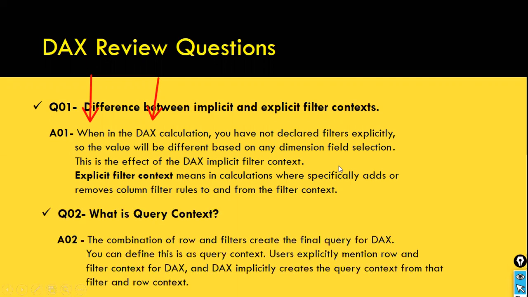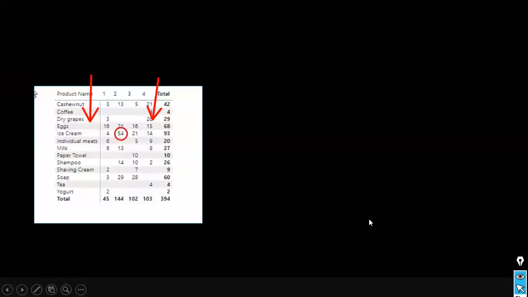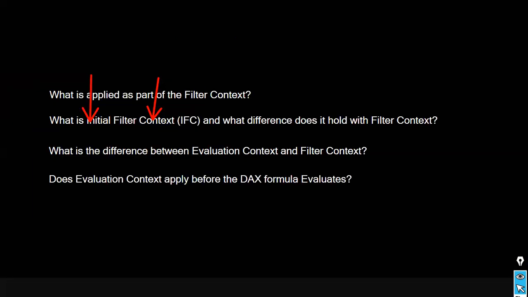What is query context? A combination of row and filters creates the final query for DAX, and you can define this as a query context. That's all, right? So when you use a filter context or a combination of these two, it creates the final query for DAX. And what is applied as per the filter context? And these are the questions.